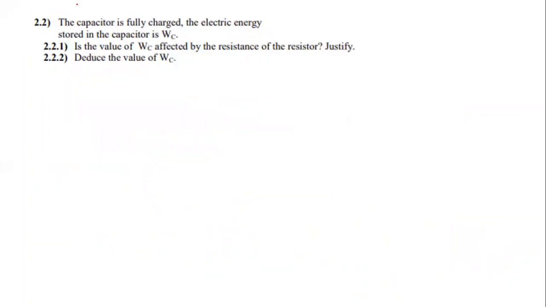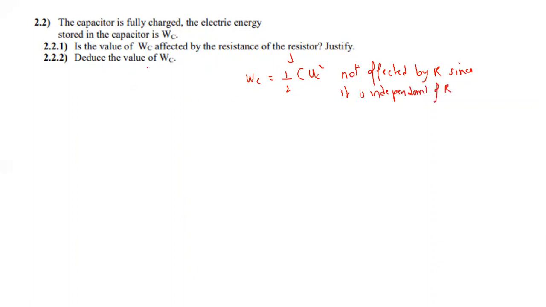The last part: the capacitor is fully charged, so the electric energy stored in the capacitor is WC. Is the value of WC affected by the resistance? Justify. We already know that the energy across a capacitor is of the form half C UC square. So it does not depend on R. So it is not affected by R since it is independent of R.